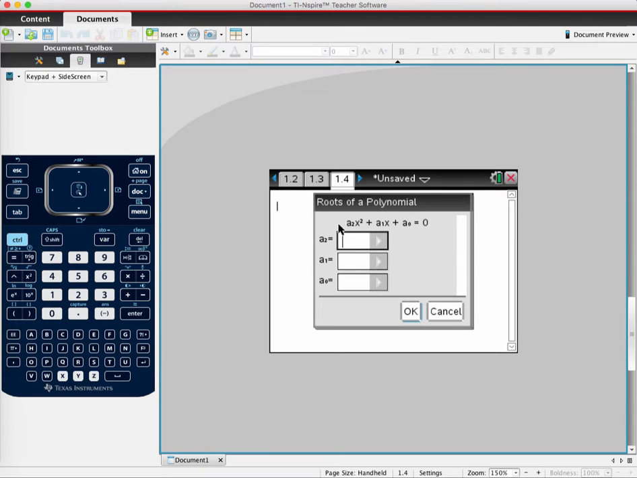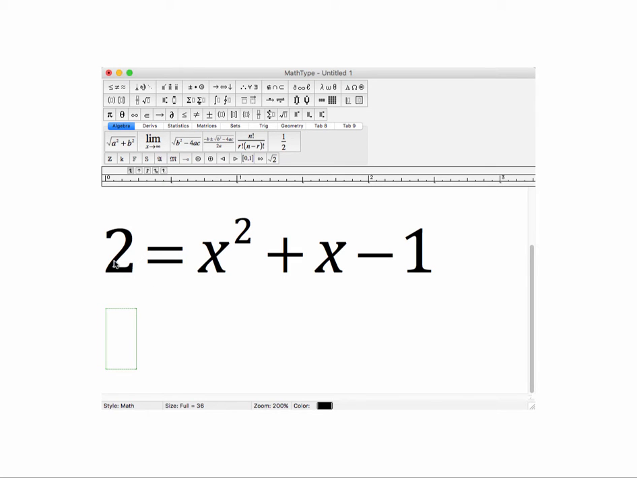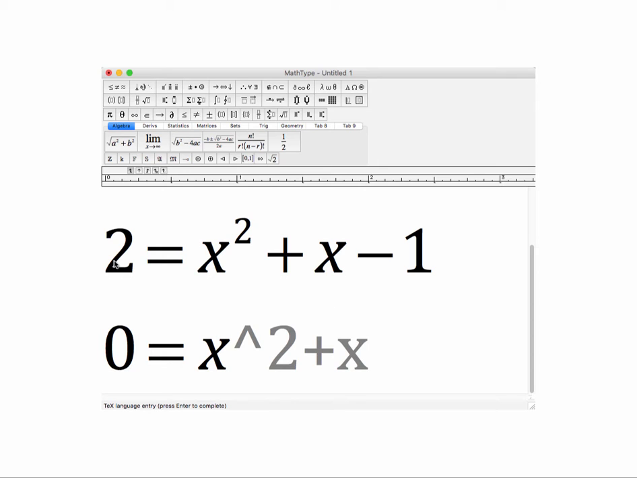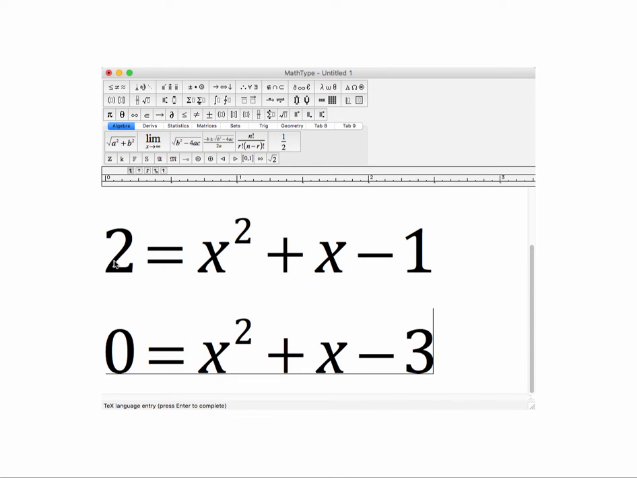So notice that in order to solve this equation, it has to be in the form that has 0 on one side of the equation. So we're actually going to need to rearrange our equation to have 0 on one side. So if we rewrite this equation, 0 equals x squared plus x, we can accomplish that by subtracting 2. So this 2 on the left-hand side, we subtracted 2 from both sides, and we get 0 on the left, we get x squared plus x, and negative 1 subtract 2 is negative 3. So that's actually the equation we are now solving in a different form.